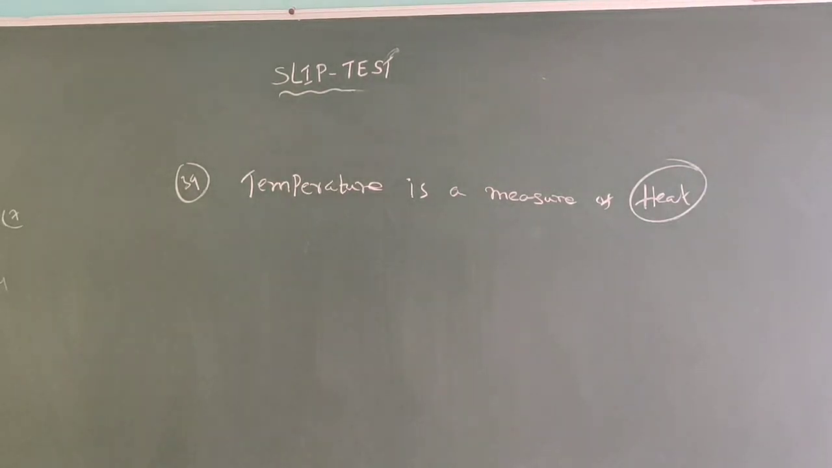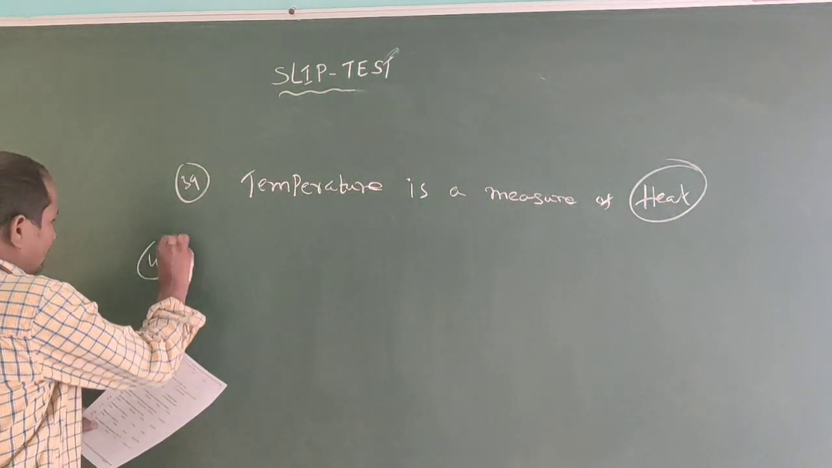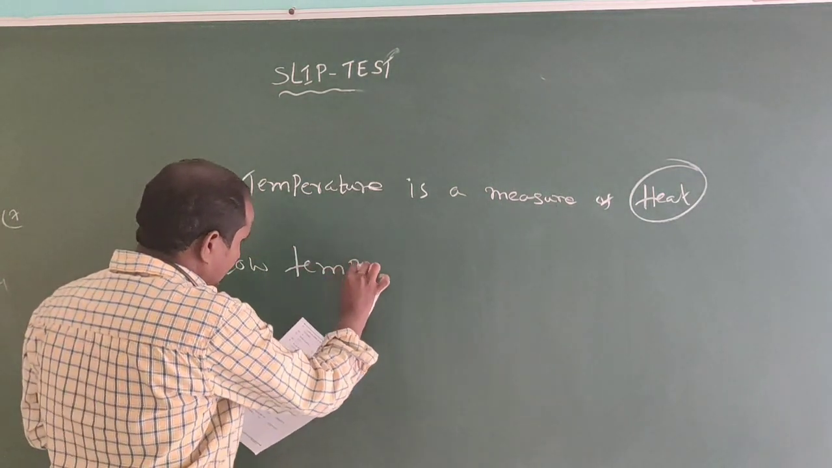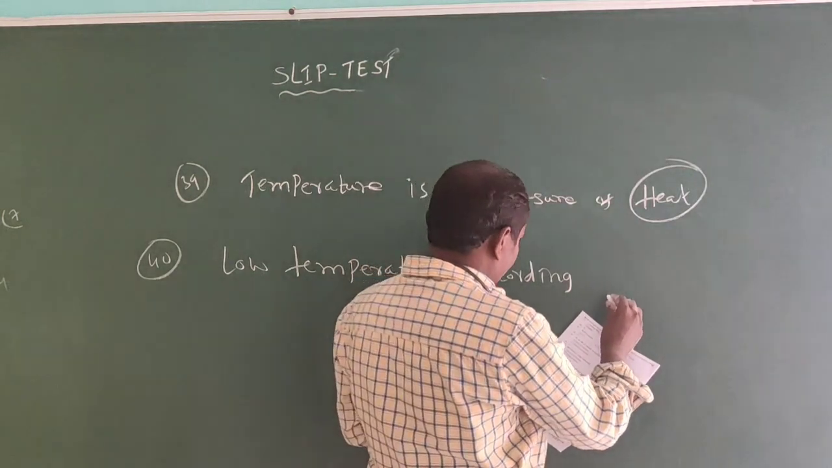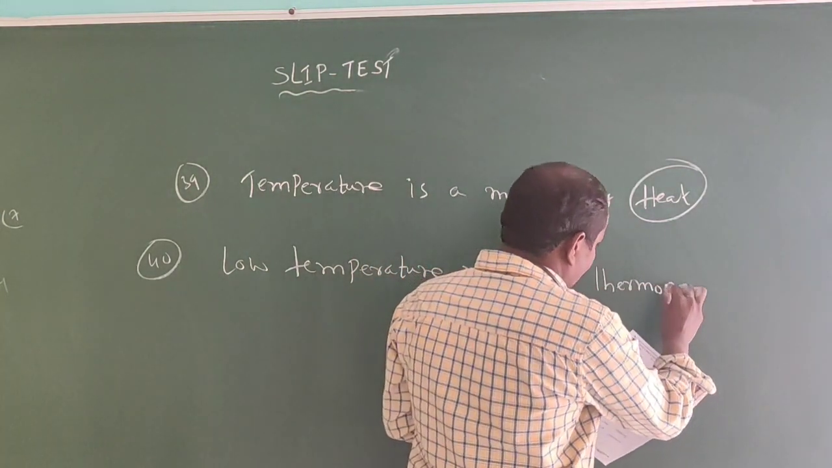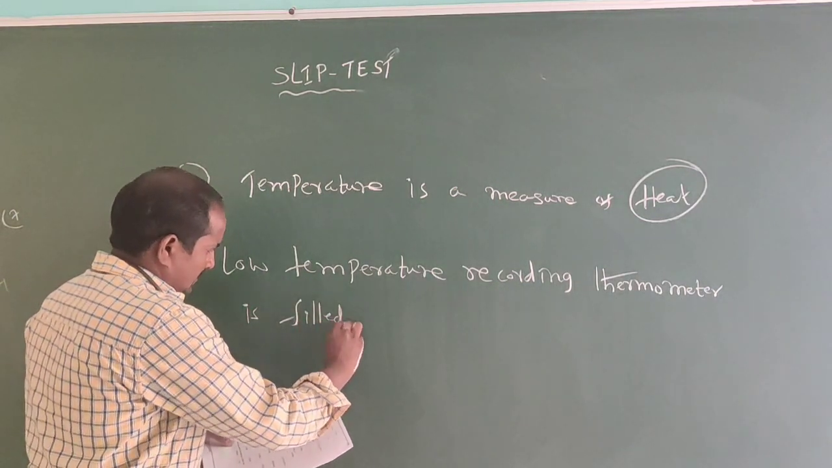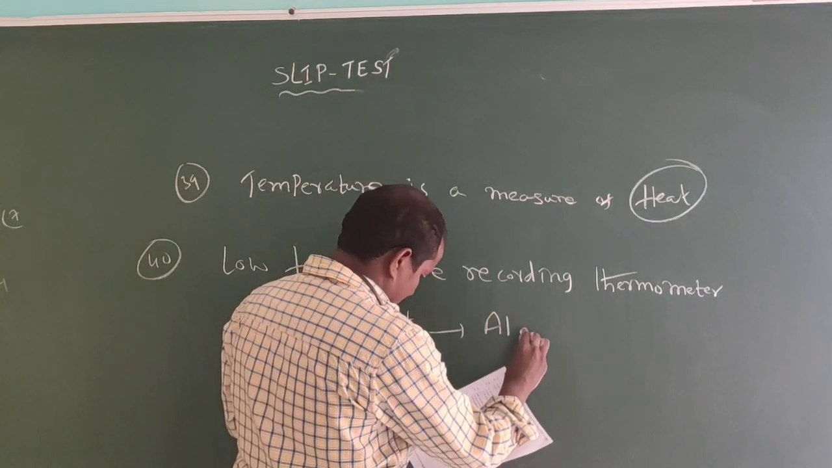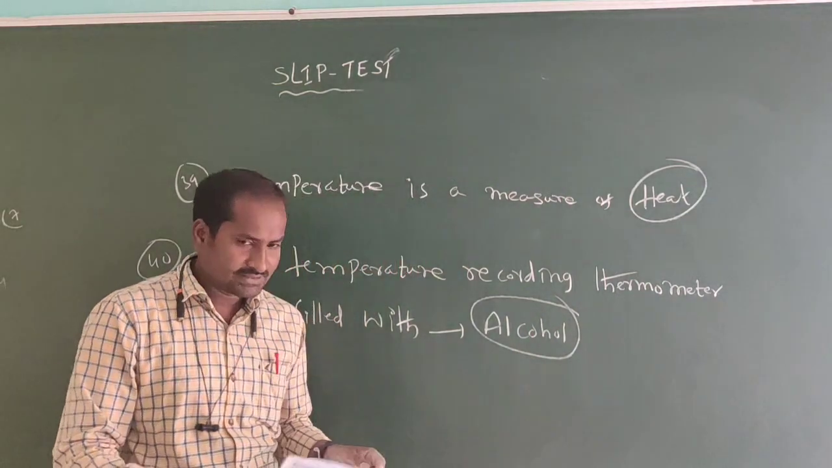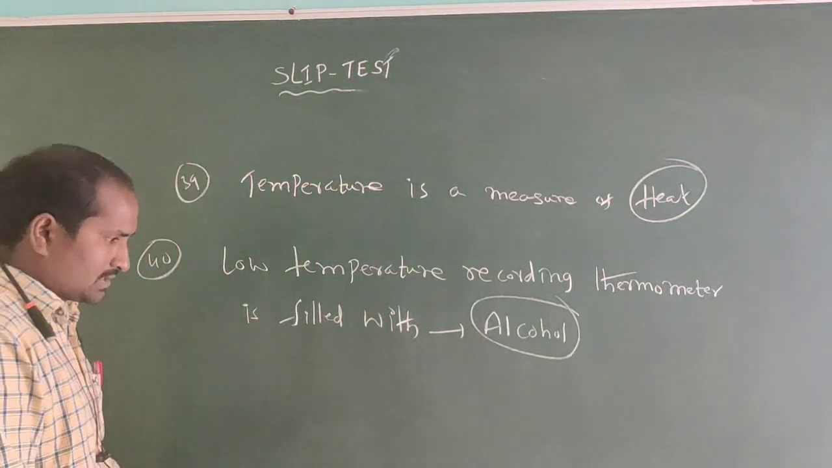A low temperature recording thermometer is filled with alcohol. By using alcohol as a thermometric substance, we can measure low temperature. 41, the low temperature recording thermometer is filled with alcohol. It is a exam key. Okay, thank you.